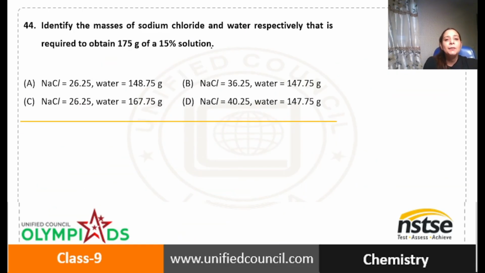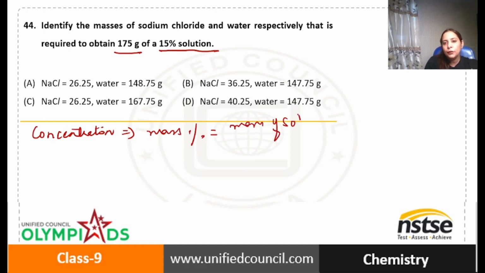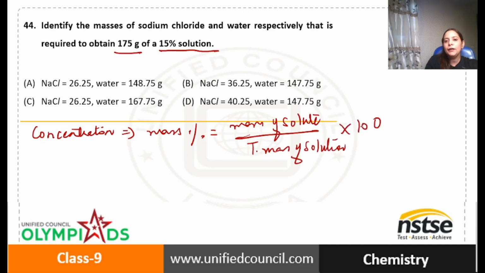Next, identify the masses of sodium chloride and water respectively that are required to obtain 175 grams of 15% solution. So basically, what do we mean by concentration? This numerical is based on concentration. Concentration means the amount of solute which is added to a solution at a given temperature. Okay, so we can find concentration using a method called mass percentage. So how do we calculate? We write mass of solute divided by total mass of solution, that is adding mass of solute and solvent, and multiplying it with 100.